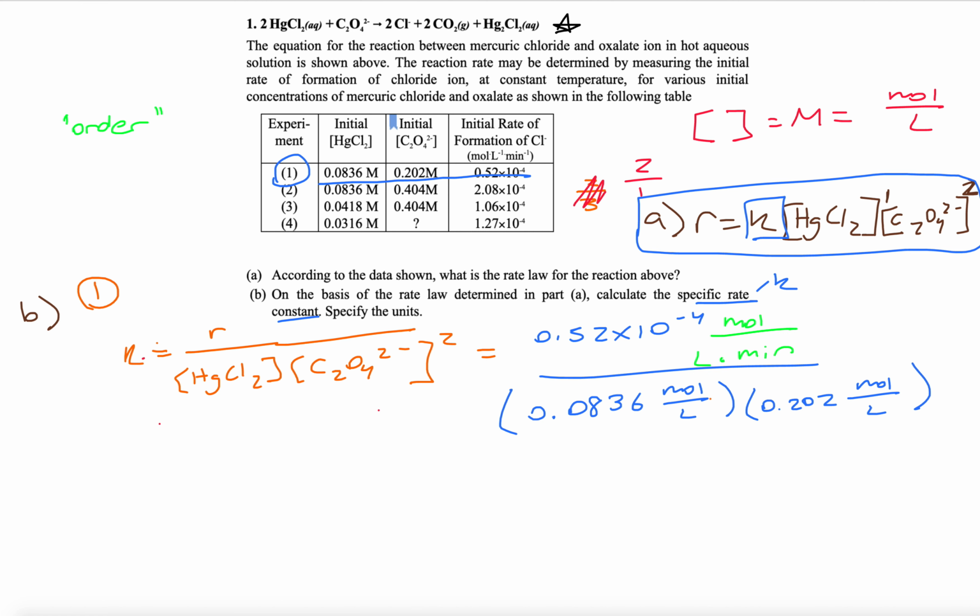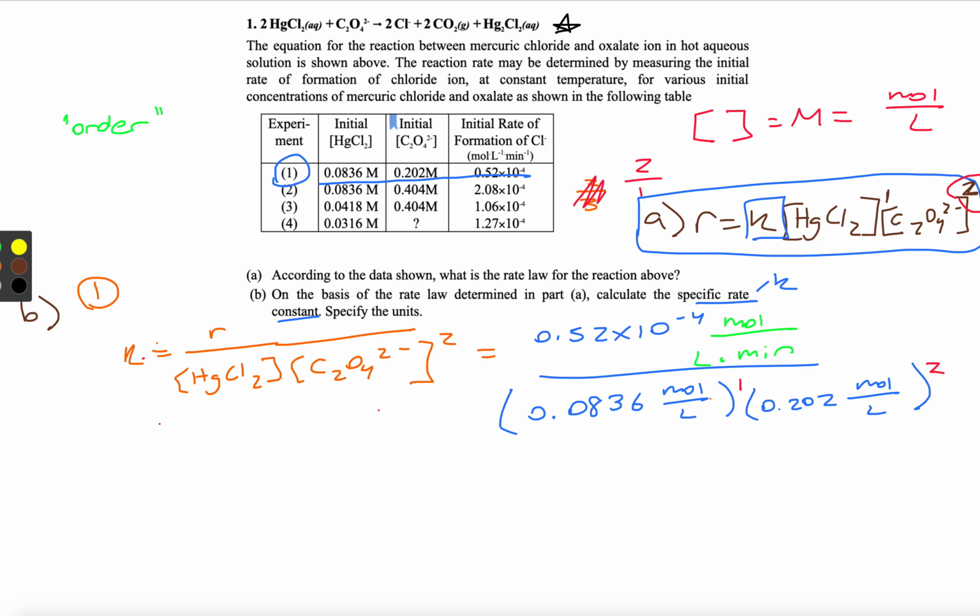And you hopefully are noticing that I forgot something that is critical to solving this problem correctly, and that is the squared right here. This is just to the first. If you forget the m and n value that go on the top of your rate law, then it's not going to work. So do not forget that squared after the concentration of C2O4 2-.